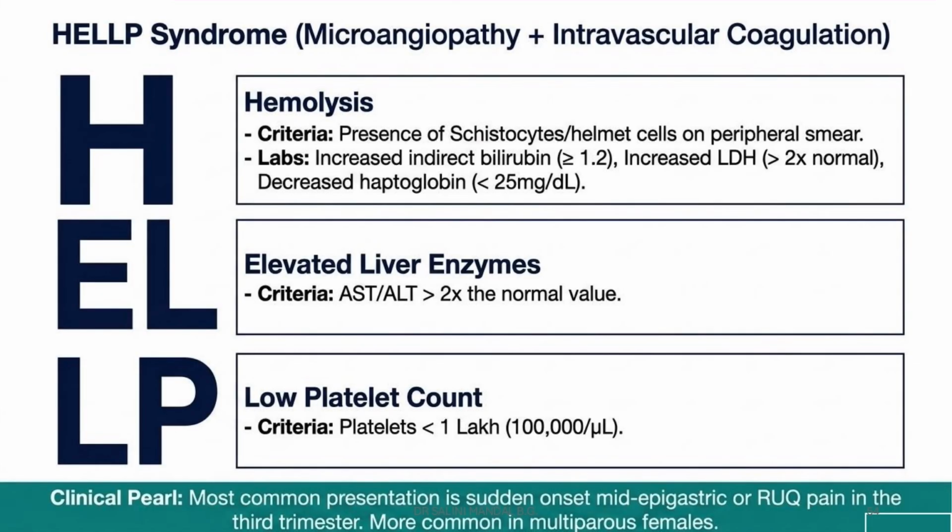Next is about HELLP syndrome. If you remember, in HELLP syndrome, hemolysis will be there, elevated liver enzymes and low platelet count. Okay, hemolysis.